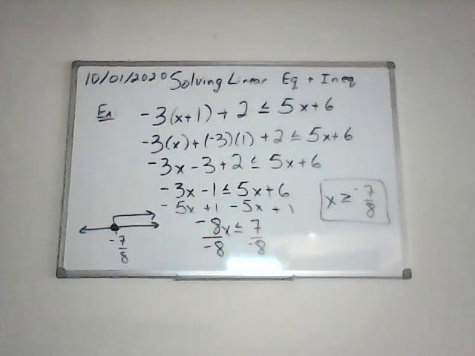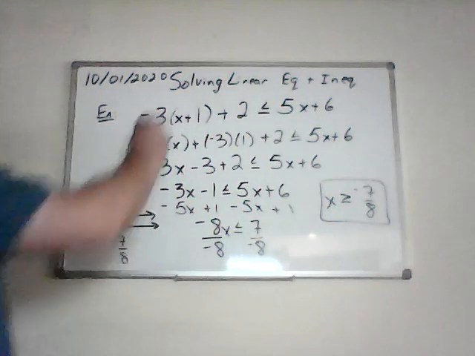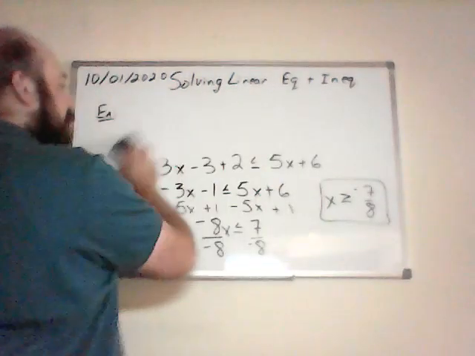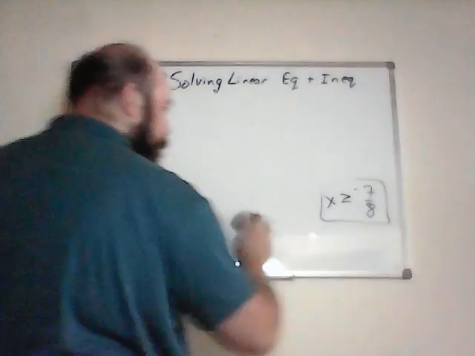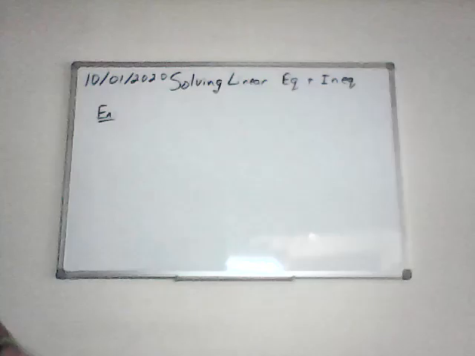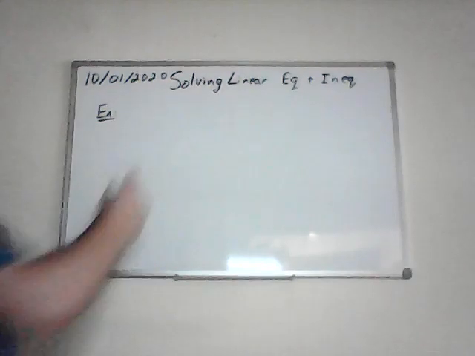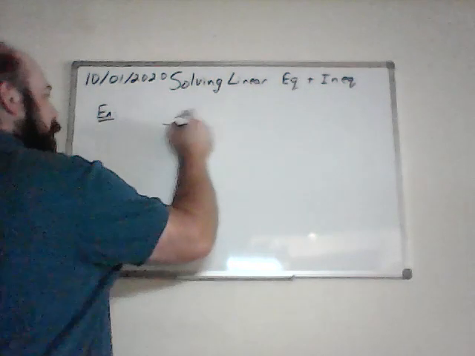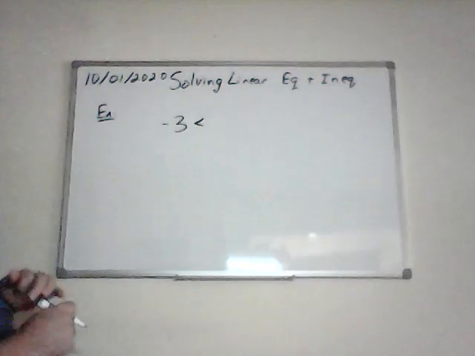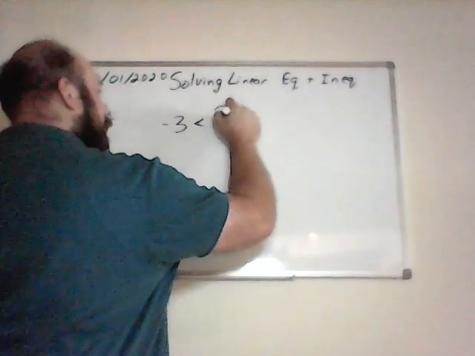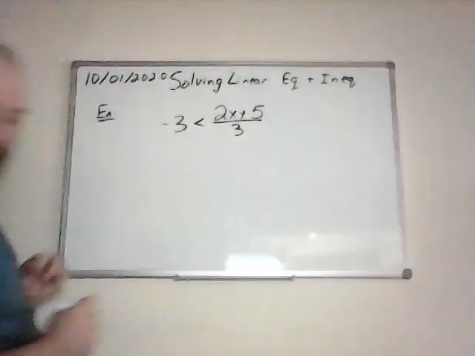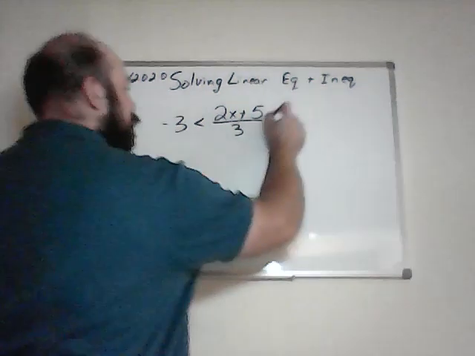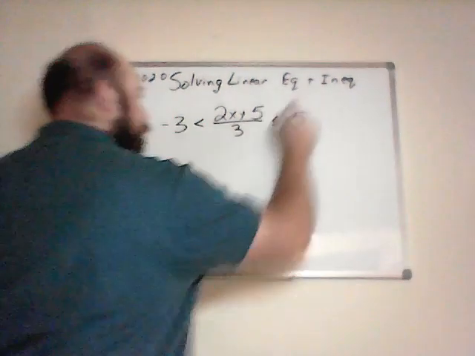And I'd like to take a look at one more. And this one they call a double inequality. And that's only because we have values on both the right and left-hand side of the inequality. So we take a look at this one. This example is negative 3 is less than 2x plus 5 over 3, which is less than or equal to 5.